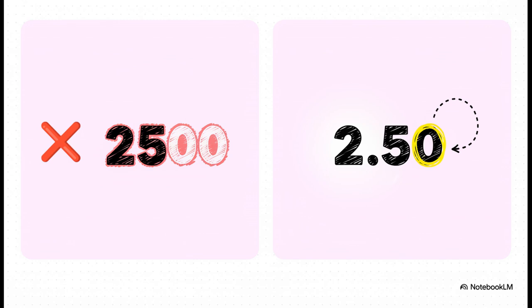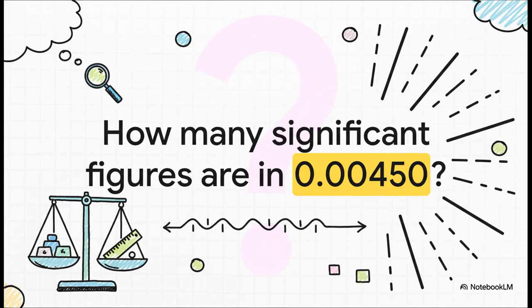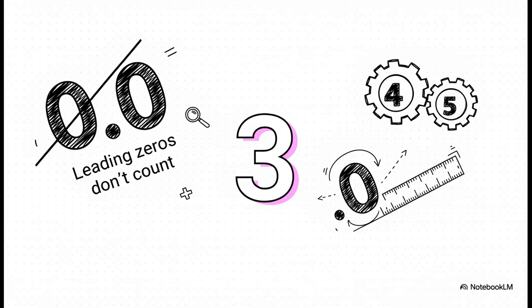It means you measured that spot precisely, so 2.50 has 3 sig figs. That decimal point changes everything. All right, let's do a quick pop quiz. Take a look at this number right here, 0.00450. Based on the rules we just went over, how many significant figures do you think it has? Did you get it? The answer is 3.